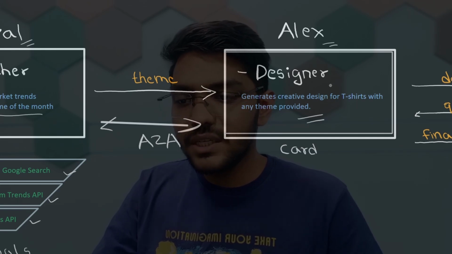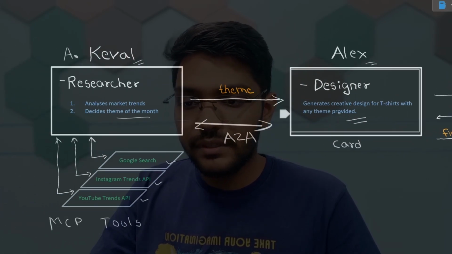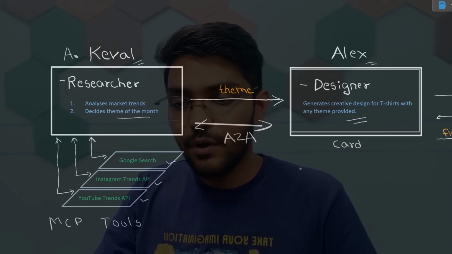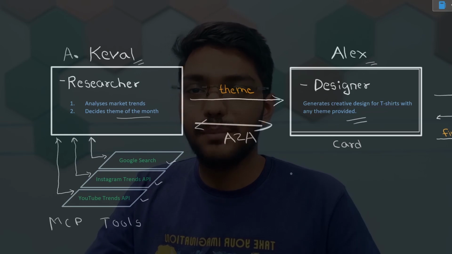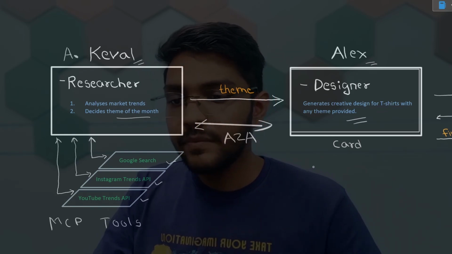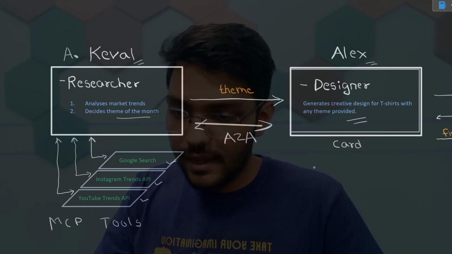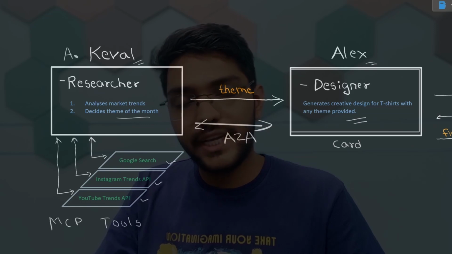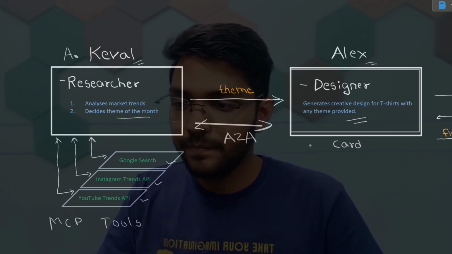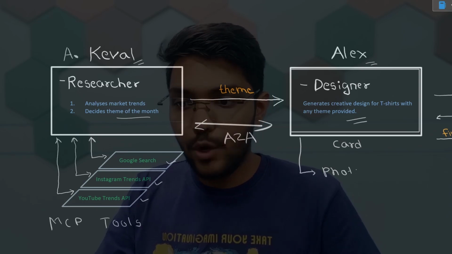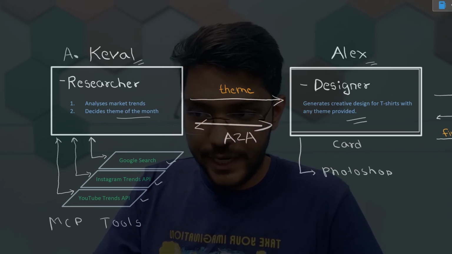Think of these agent cards as business cards. Each member in our team will have a business card that provides information about the person's capabilities. Agent card is exactly similar to that. The agents will have access to each other's agent cards and will know what each agent is capable of. Agent Alex uses tools like Adobe Illustrator and Photoshop for creating designs.